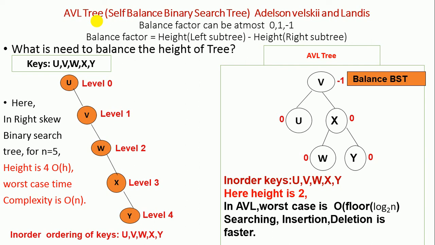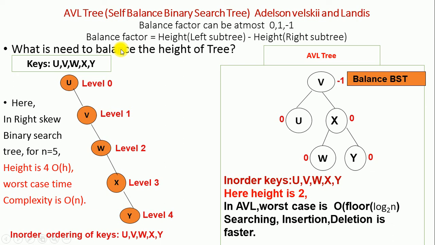In this video lecture, I am going to discuss the height balanced binary search tree, that is the AVL tree, where the balance factor is computed for each node, and the balance factor is the height of the left subtree minus the height of the right subtree. So the question arises: if we already have a binary search tree to store the keys, then what is the need of the AVL tree?